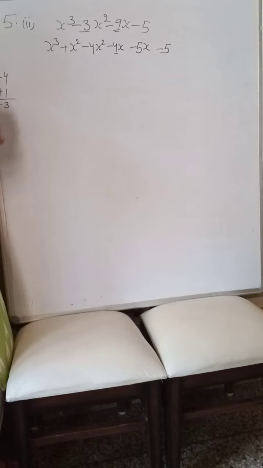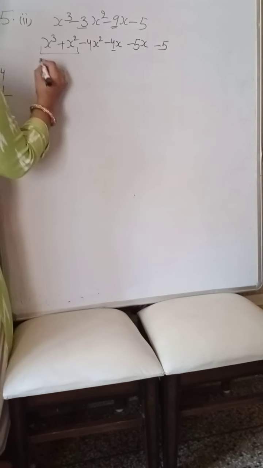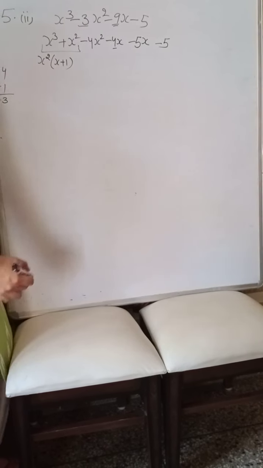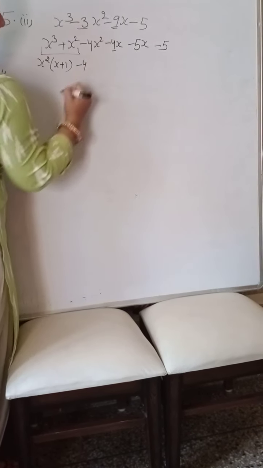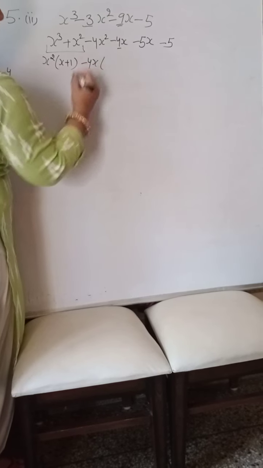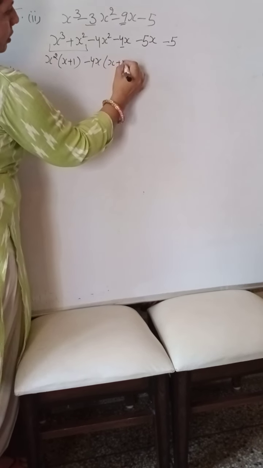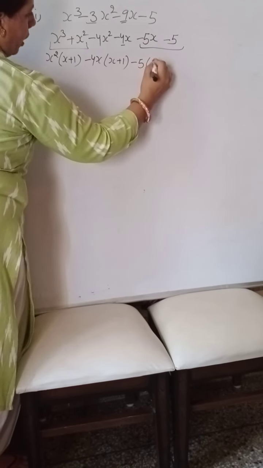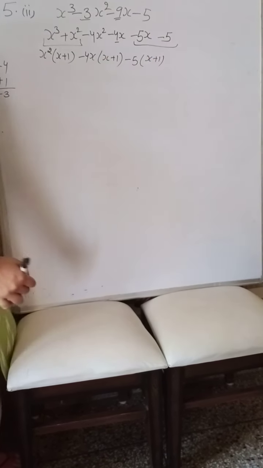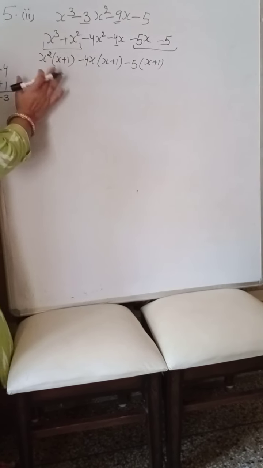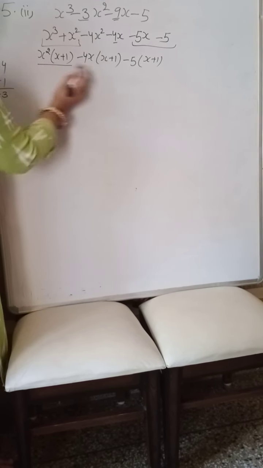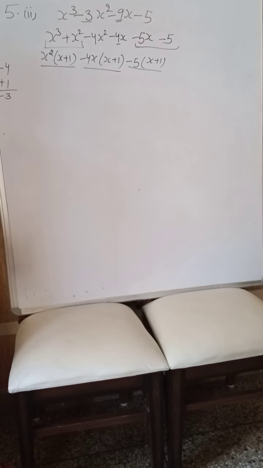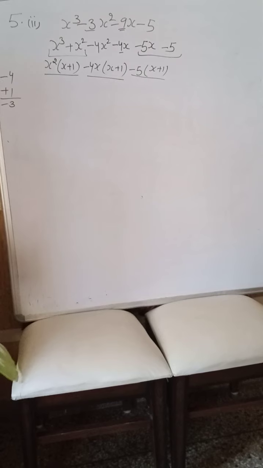And then x cube. Now from these 2 terms, you will take x square common. What is left? x plus 1. From these 2 terms, you will take minus 4x common. So what is left? x plus 1. From these last 2 terms, you will take minus 5. What is left? x plus 1. Students, there are three terms, 1, 2 and 3. You can easily see that x plus 1 is a common term.